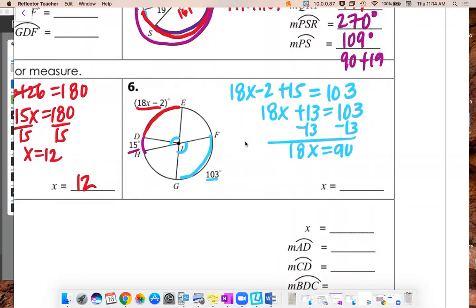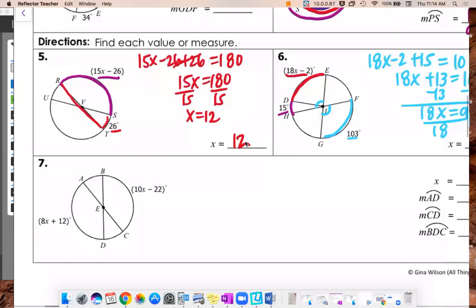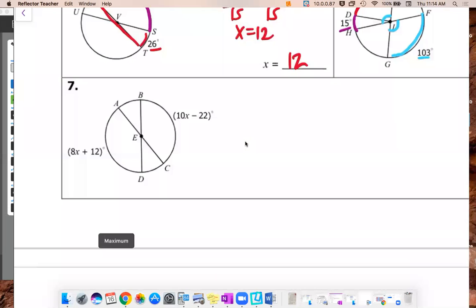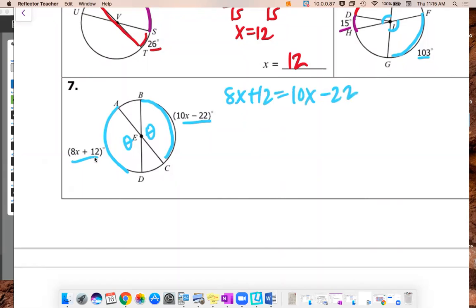Divide by 18, so we should get x is equal to 5 for this problem. Okay, and then this one is also very similar. You should see that you have this arc is this, and then this one is also this, and they're created by the same chord. So that means that these inside central angles are going to be equal. That means these arcs have to be equal. So you're going to do 8x plus 12 equals 10x minus 22, and then you just solve.